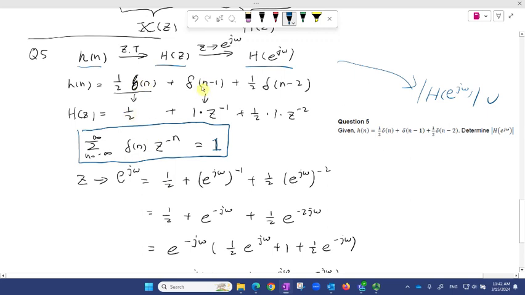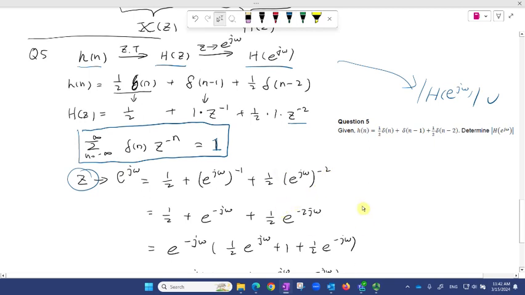So this becomes 1, and this is 1 multiplied by z to the power of -1. Again, that's a time shift; we proved that. And this is a time shift of 2 units. Then we just replace z with e to the j omega, so z to the -1 becomes e to the j omega to the -1, and this one is to the power of -2.